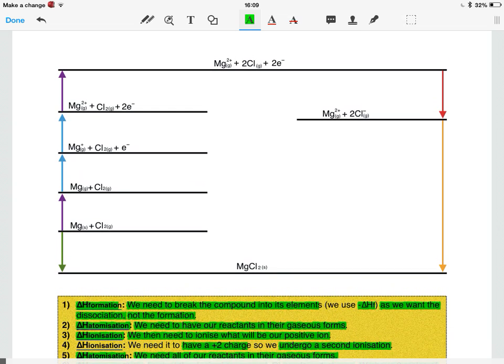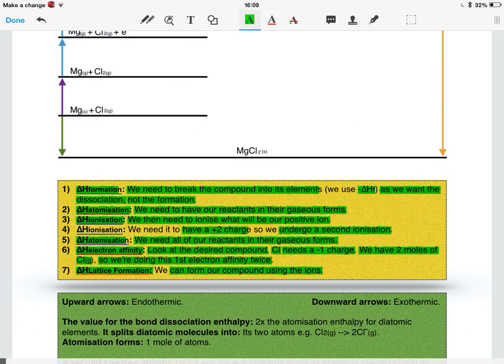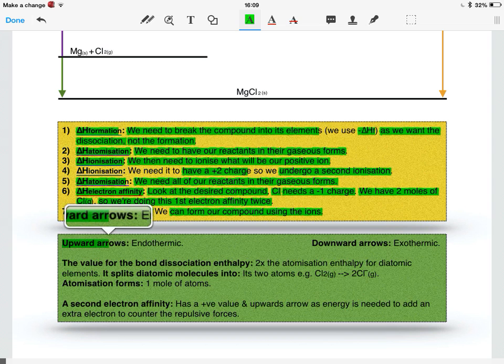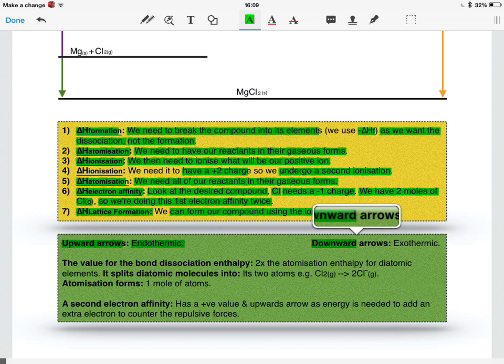Just something to note, we have to add electrons whenever we do ionization, because everything has to be balanced, and also upward arrows are endothermic, downward arrows are exothermic.